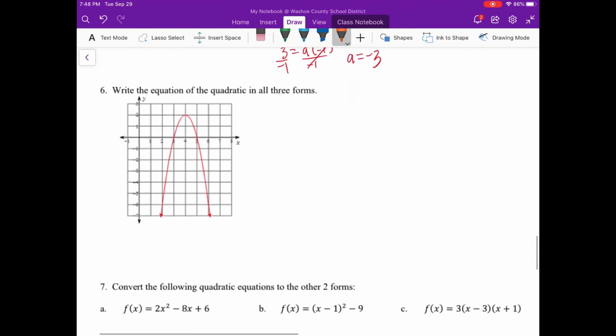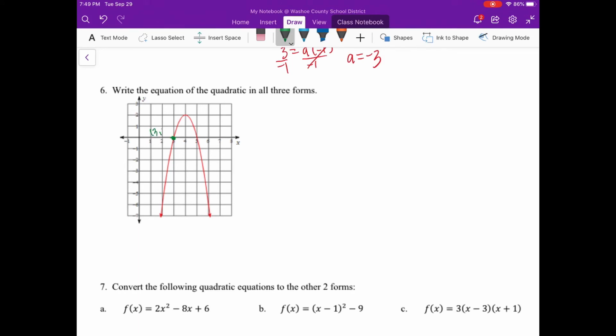Okay, the last question we're going to do together is number 6, and then you are going to try converting from all forms for number 7, parts A, B, and C. So number 6 is asking me to write the equation of the quadratic in all 3 forms. And to do this, I need to use my graph and pick a point and the x-intercepts and go from there. So here's my first x-intercept.